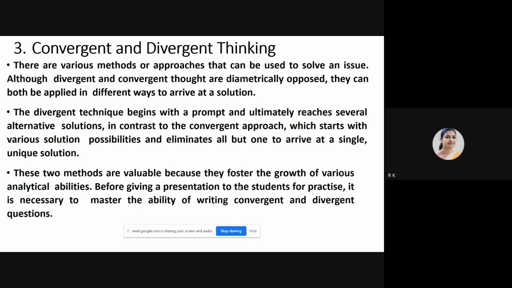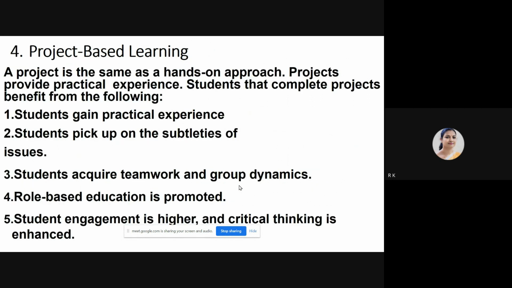So that is one. Then we have convergent and divergent thinking. These are two valuable methods, because this fosters the growth of various analytical abilities, convergent as well as divergent thinking. Giving presentations to the students for practice is necessary to master the ability of writing convergent and divergent questions. And then there is project-based learning.